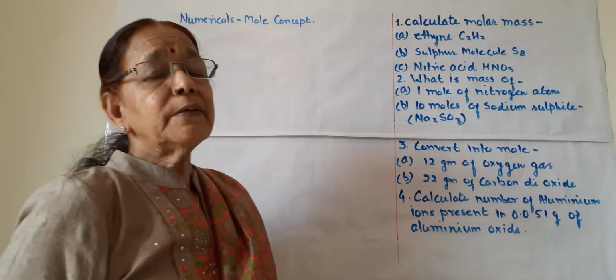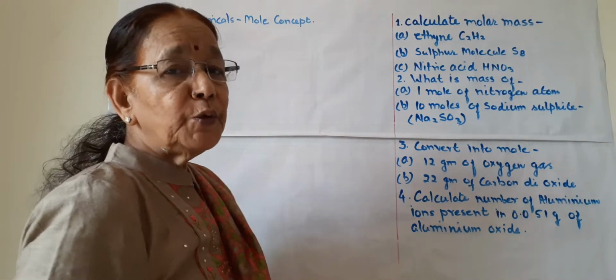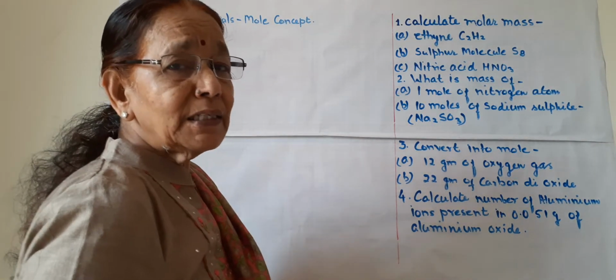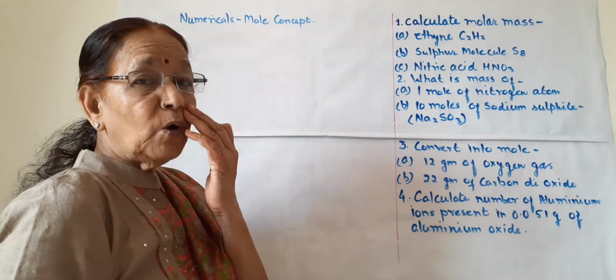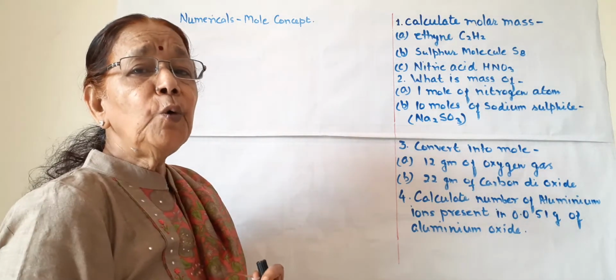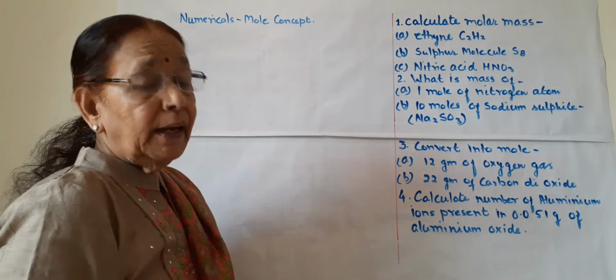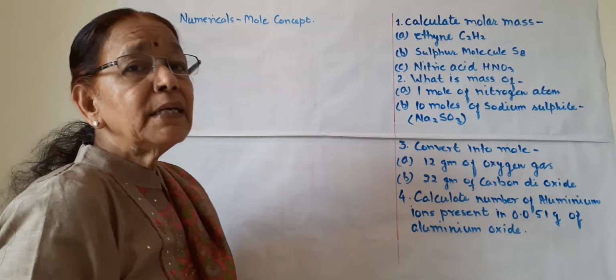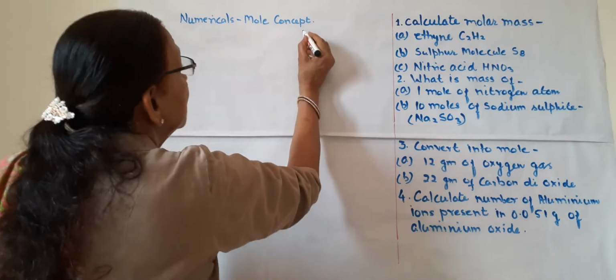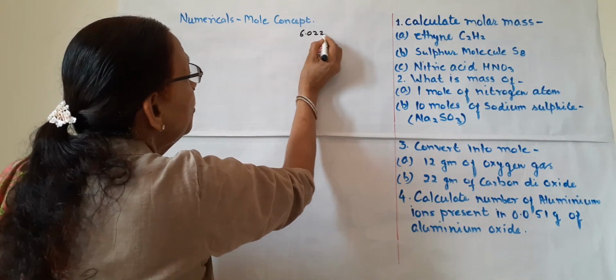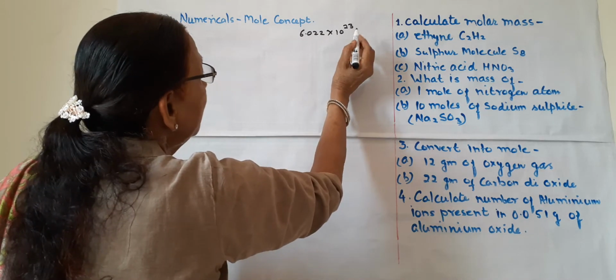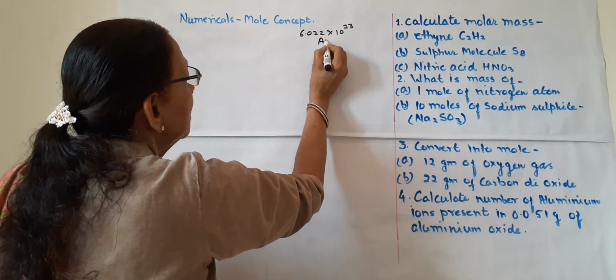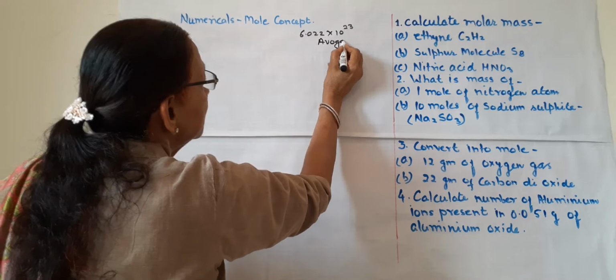Hello students, in this video we will do some numericals based on mole concept. We have done mole concept and all of you know mole is a number and the value of that number is 6.022 into 10 raised to power 23, which is also known as Avogadro's number.